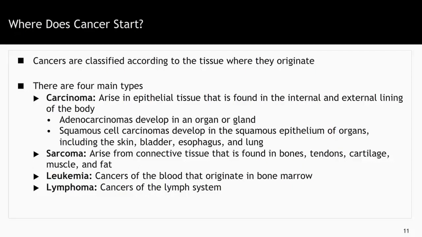Squamous cell carcinomas develop in the squamous epithelium of organs, including the skin, bladder, esophagus, and lung. Sarcomas, which account for less than 10% of all cancers, arise from connective tissue that is found in bones, tendons, cartilage, muscle, and fat. Leukemias are cancers of the blood that originate in the bone marrow, and lymphoma refers to cancers that develop in the lymph system.